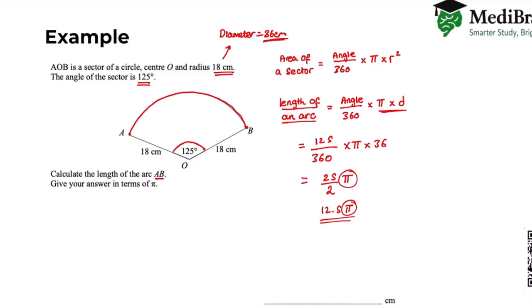To do that, we do 125 over 360, angle over 360, multiplied by pi, multiplied by your diameter, which is just double your radius. And then you leave your answer in terms of pi because the question said leave your answer in terms of pi.